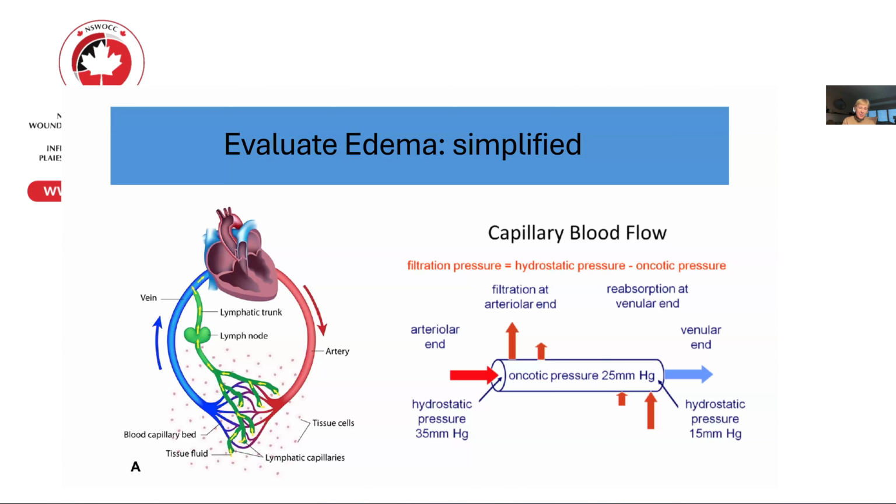So to understand edema, we need to know a little bit about why it happens and what's going on in the tissues. So the diagram on the left shows you the heart. The heart pumps blood in the arteries into the capillary bed. Fluid and oxygen and nutrients are exchanged there in that web of vessels at the bottom. And then the lymphatic and the venous system pull that fluid out of the area and back up to the systemic circulation. So that's the ideal situation.